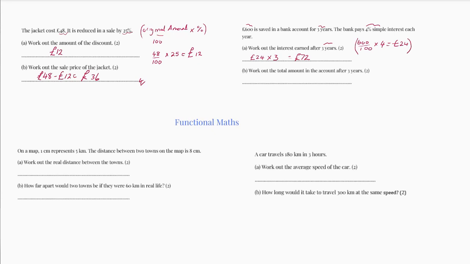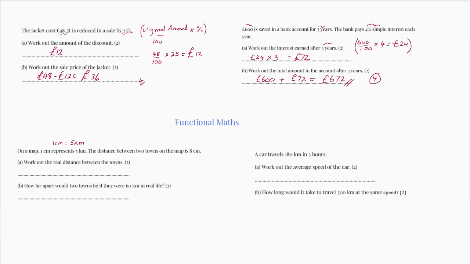Work out the total amount in the account after 3 years. So that was the interest earned. How much is the total amount? Well, it's a plus this time, isn't it? So we're going to do our original amount plus our interest earned, which is 72. So the answer is 672. The 4 marks.